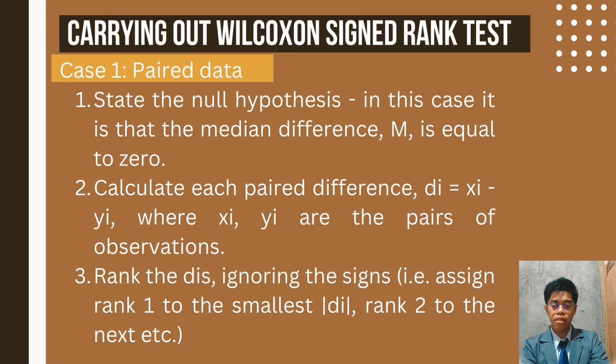Next, calculate each paired difference. The difference is equal to x minus y, where x and y are pairs of observations. Just like for example, x is 5, and y is 2, so we get the difference of 3. Next, we are going to rank the differences, ignoring the signs, from smallest to largest. The smallest is rank 1, and the largest gets the last rank.